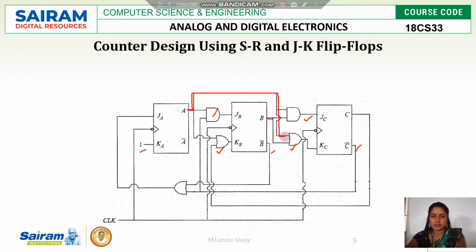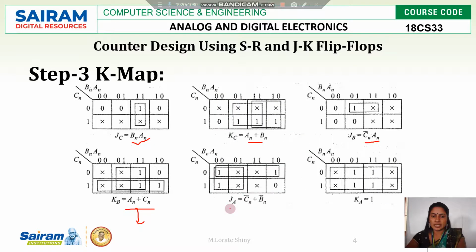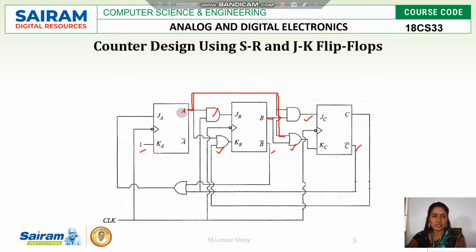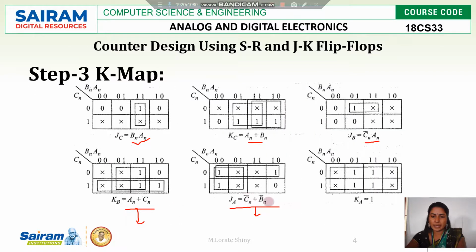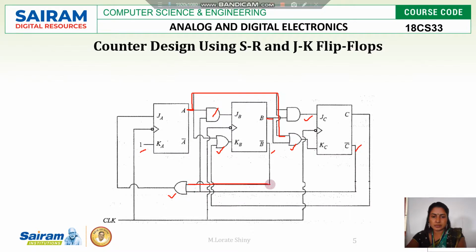One more minute, we will check this also. JA is equal to Cn bar plus Bn bar. So between these I have an OR gate for the JA input. The OR gate inputs should be Cn bar and Bn bar.